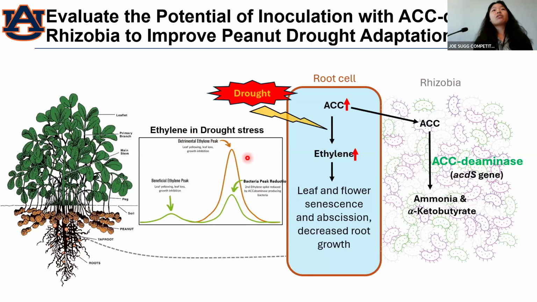This reduction of ethylene level can prevent or reduce the negative effects of the plant stress response during the secondary ethylene peak. So we think, maybe when the plants are inoculated with this ACC deaminase rhizobia, they can help improve peanut drought resistance.